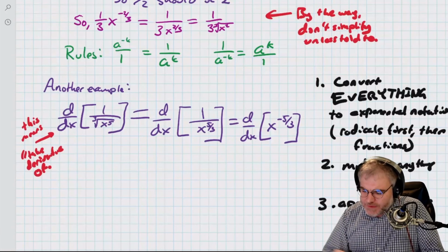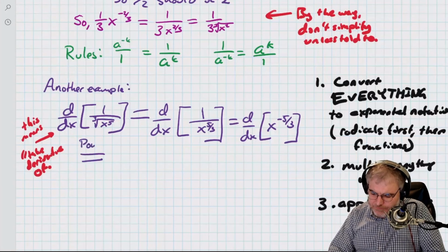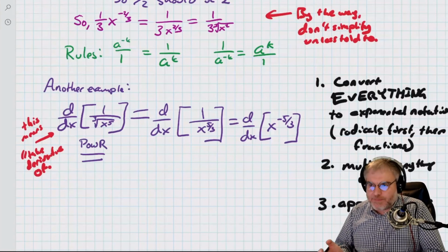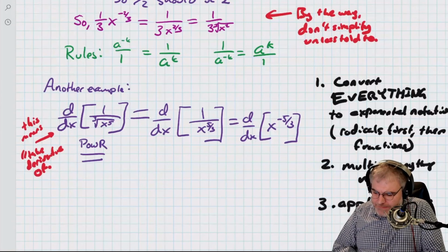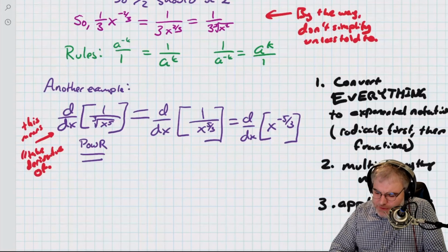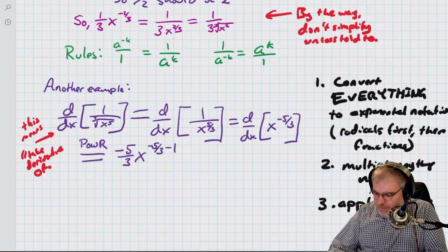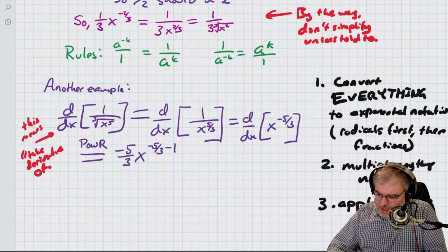So there is no 2 here. So now what I'm going to do is apply the power rule. And no, you don't need to write that every time for the power rule. The power rule is one of those which, duh, you're using the power rule. We got it. So now what we're going to do is negative 5/3 x to the negative 5/3 minus 1. Because that's the power rule: I take what's up top here, pull it down, and then I subtract 1.